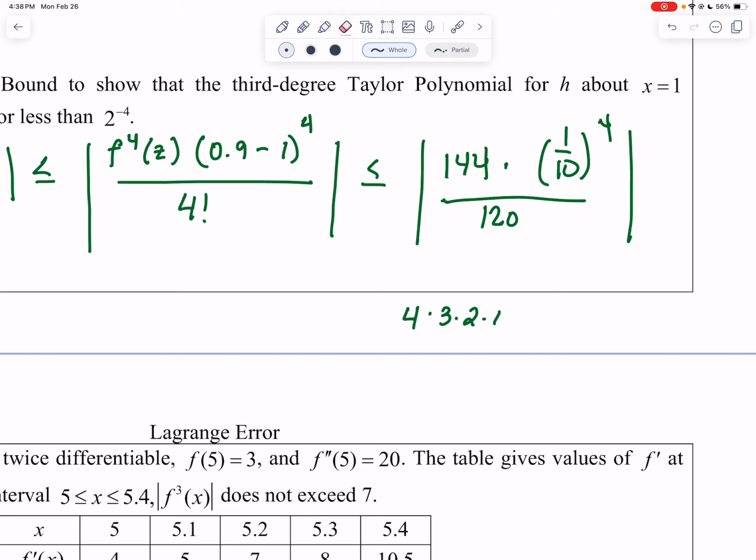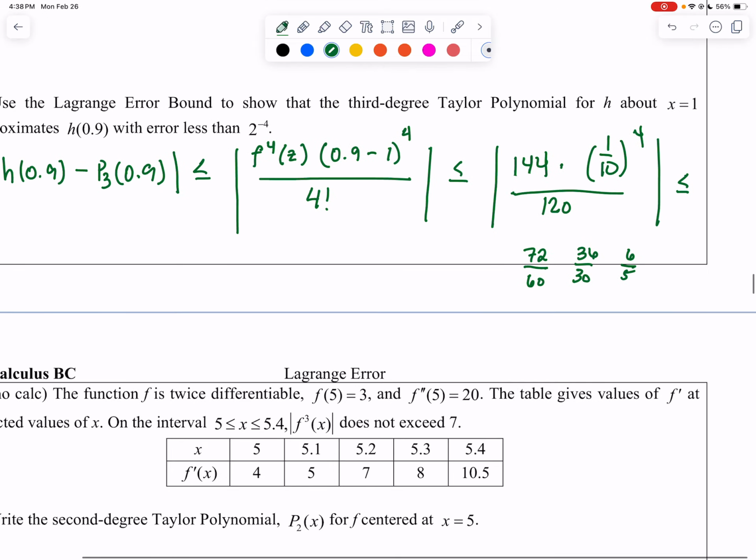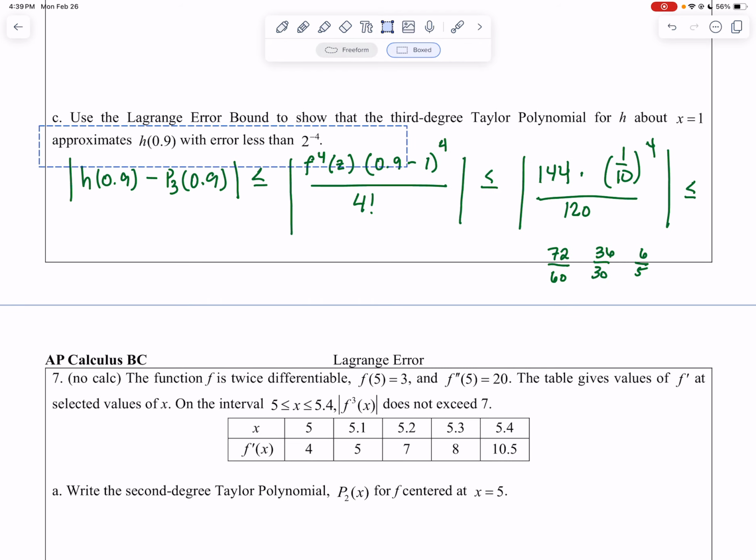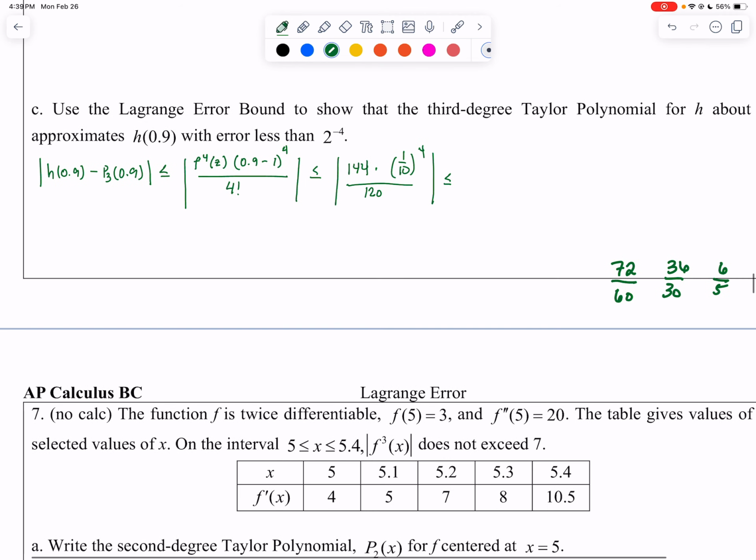Okay, now 144 over 120, let's try to simplify that. That's like 72 over 60, 36 over 30, 6 over 5. So that's going to be 1.2. Let me go ahead and shrink this again. So now I have 1.2 and then 1 over 10 to the 4.